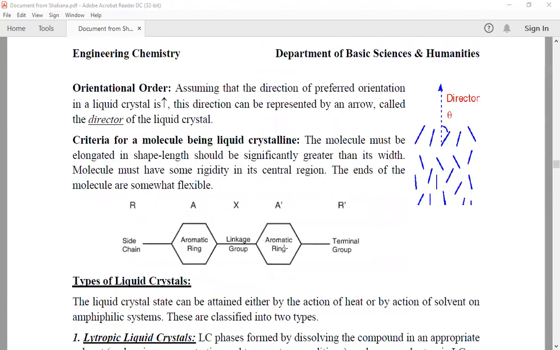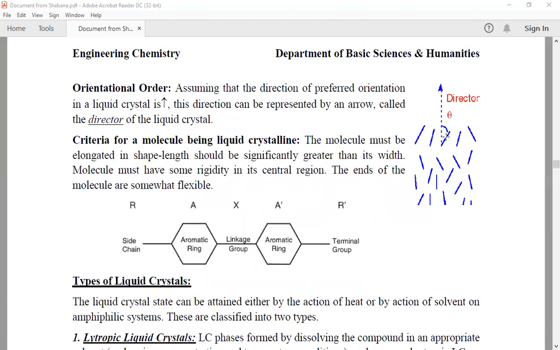Coming to the orientational order of the liquid crystal, assuming that the direction of the preferred orientation in a liquid crystal is in the upward direction, this direction can be represented by an arrow called the director of the liquid crystal.